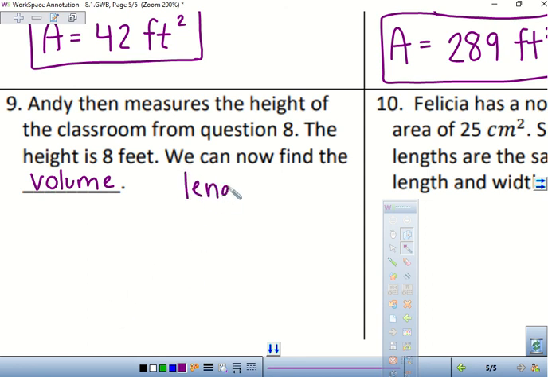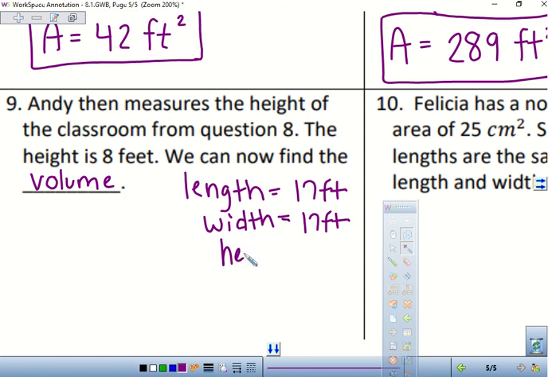We know length is 17 feet. We know width is also 17 feet. And we know height is 8 feet. So I got these two from question number 8, right? And this one, they gave me some additional information about the height. So now I'm able to find volume. So does everybody understand where that all came from?